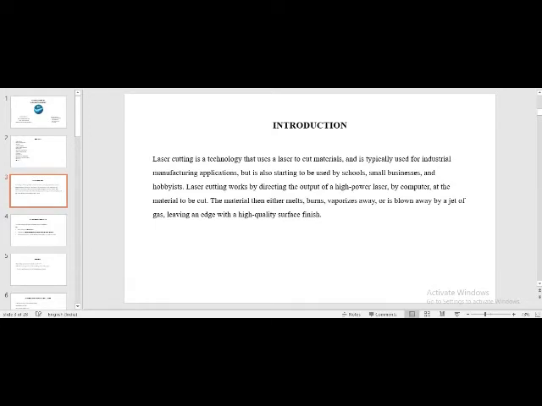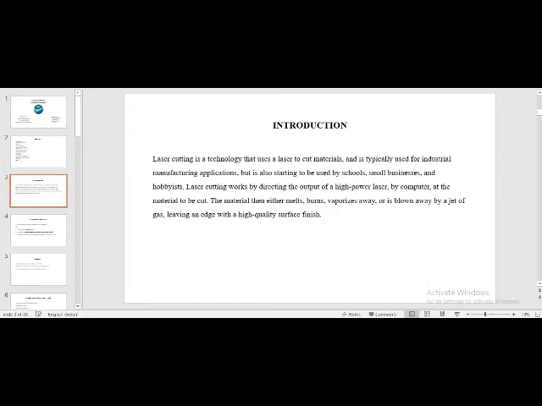Introduction. Laser cutting is a technology that uses lasers to cut materials, and it is typically used for industrial manufacturing applications. But it is also starting to be used by schools, small businesses, and hobbyists. Laser cutting works by directing the output of a high-power laser, controlled by computer, at the material to be cut. The material then either melts, burns, vaporizes away, or is blown away by a gas, leaving an edge with a high quality surface finish.